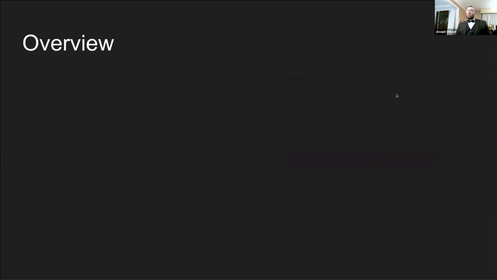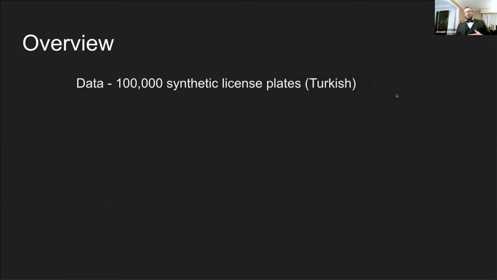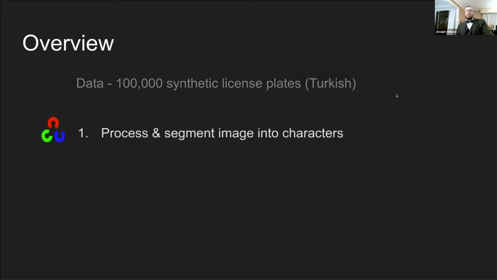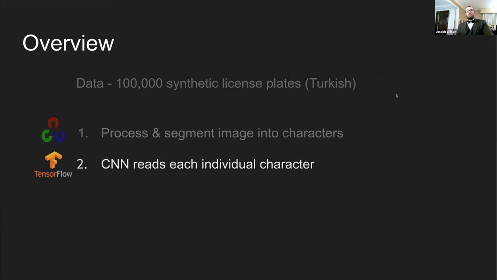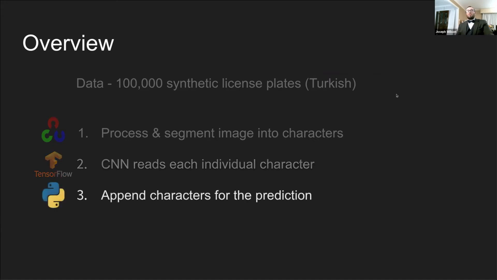So an overview of my particular project. My data set included 100,000 synthetic license plates, specifically representing the country of Turkey. I first used OpenCV in order to process and segment those images into the individual characters. I then used TensorFlow and Keras in order to read each individual character, and then appended those characters together in order to get a prediction.